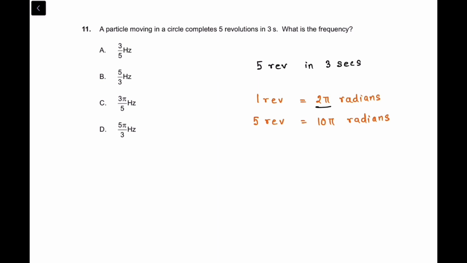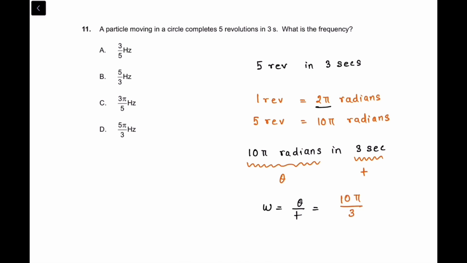So that means the particle completes 10 pi radians in 3 seconds. Now what is 10 pi radians? That is the angle rotated by the particle, so this is theta. And what is 3 seconds? 3 seconds is nothing but the time in which it rotated 10 pi radians. So our omega is equal to theta divided by time. So this will be equal to 10 pi by 3, right?